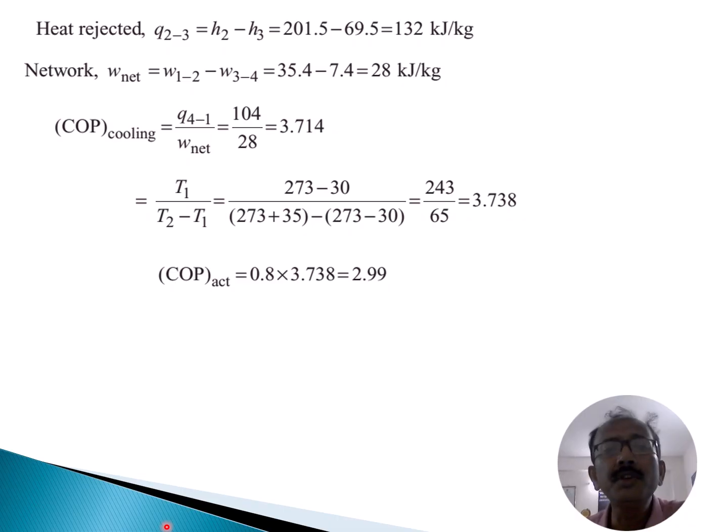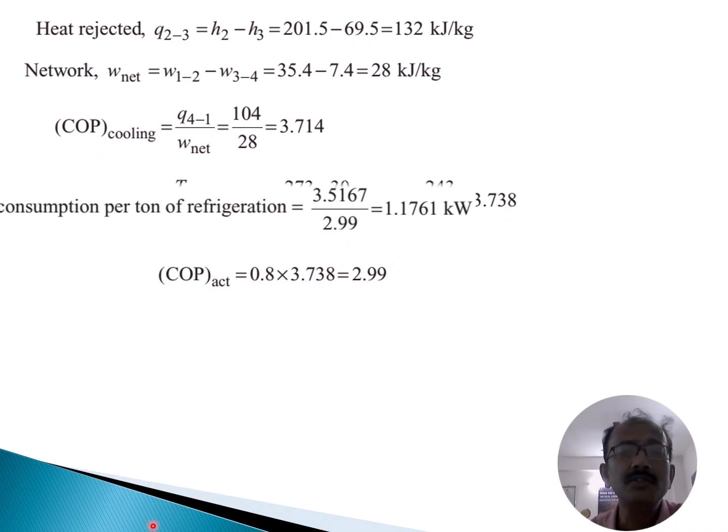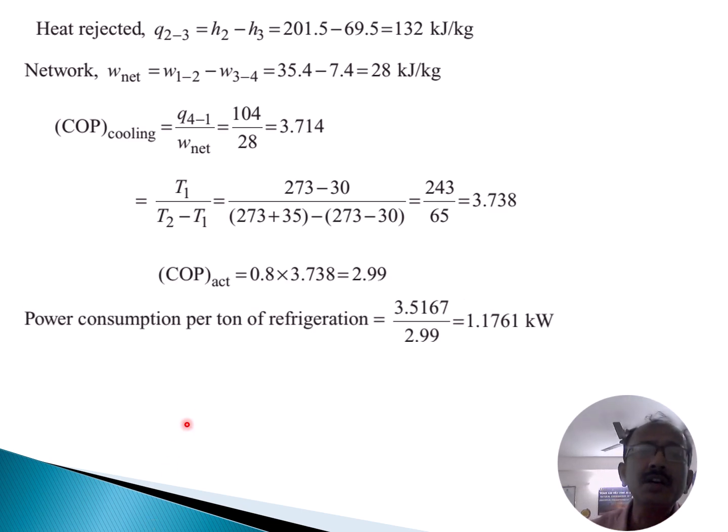Now the actual COP is 80% of the maximum COP. So actual COP should be 0.8 into 3.378. Finally we get 2.99. That is the actual COP. Now the power consumption per ton of refrigeration: 1 ton is 3.515 kilowatt, divided by the actual COP. So we get the value of 1.1761 kilowatt. That is the power consumption per ton of refrigeration.